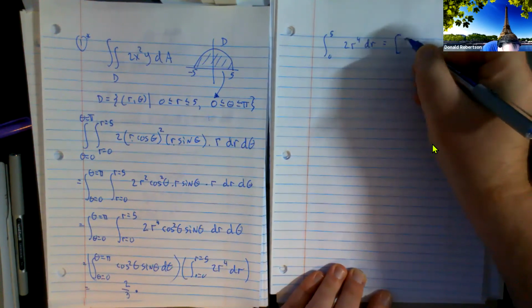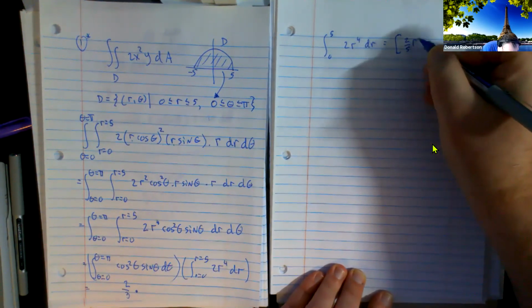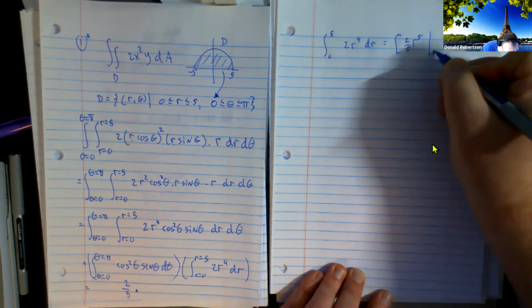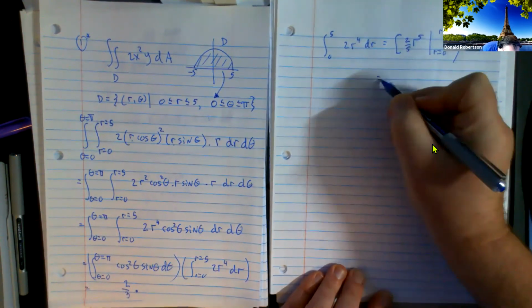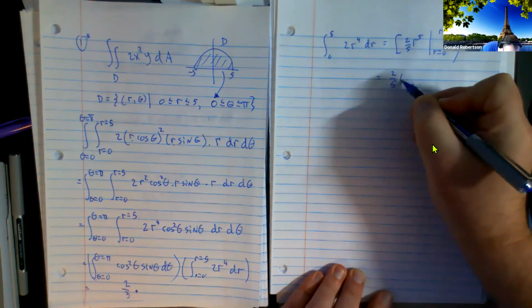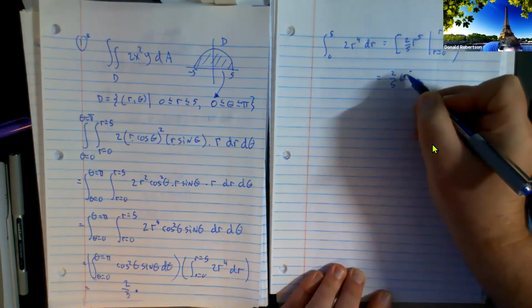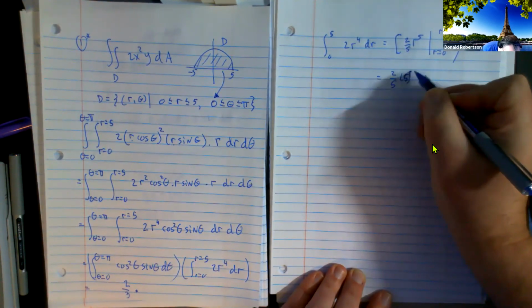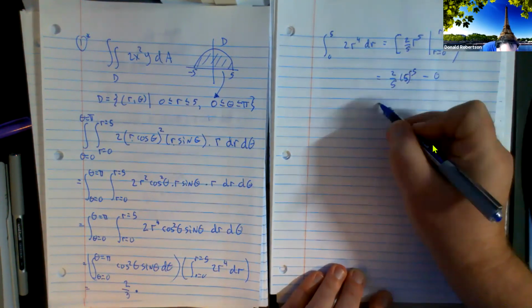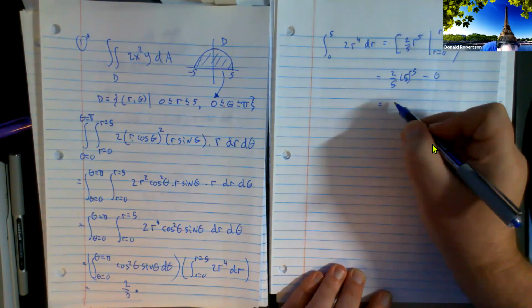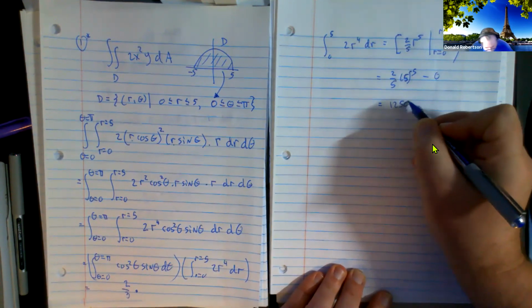Add 1 to the power, divide by the new power, evaluated at 0, evaluated at 5. That's 2/5 r to the 5, take away nothing. It's 625, that's 1250. Ooh, that's a big answer.